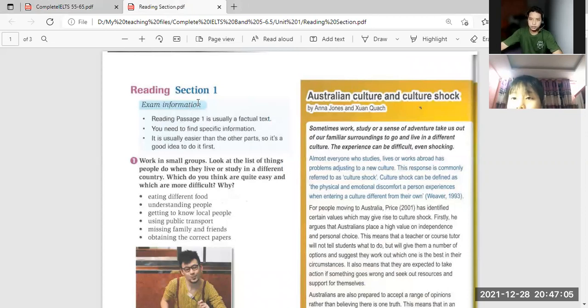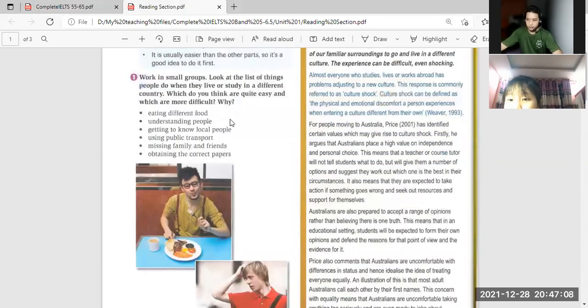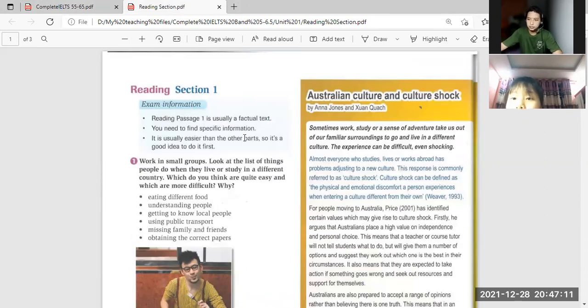Okay, so we are going to start with reading section 1. But before that, I want to ask you first, did you ever take the IELTS test? No. Never? Okay. In the IELTS test, reading is one of the parts. And in reading, there are 3 sections. This is the first section. So this is reading section 1. Can you read that?